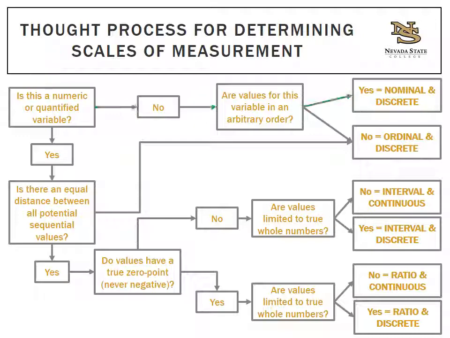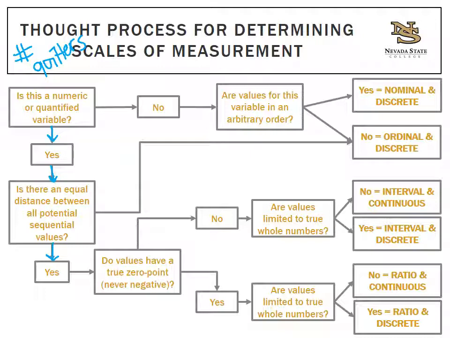Let's try another one. Examples are good. Let's do maybe the number of employees that quit last quarter. So number of quitters, like as a measure of turnover. Is this numeric or quantified? Yes, it is. Is there an equal distance between all potential sequential values? Yes, there is. And then we say, okay, right? Because 1 and 2, same difference between 2 and 3 and all that.